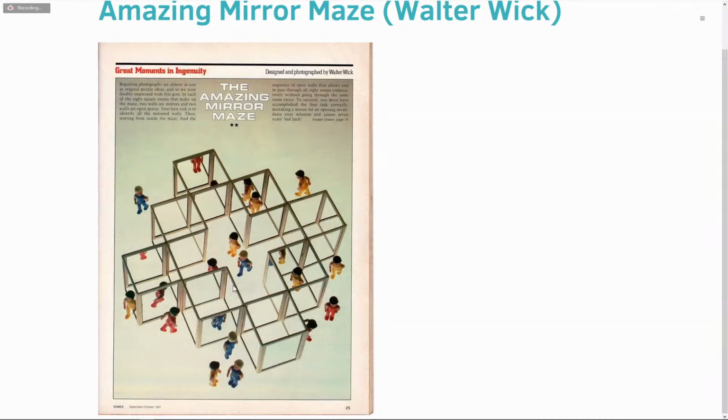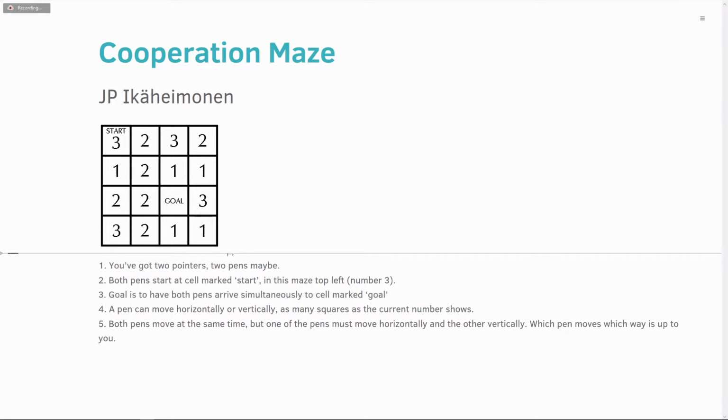Here's another of the type seen in Meteor Storm. You have 2 pointers, both starting at start. The goal is to get to the goal area simultaneously, and the pin moves horizontally or vertically as many squares as the current number shows. Both pins move at the same time, but one pin must move horizontally and the other vertically.